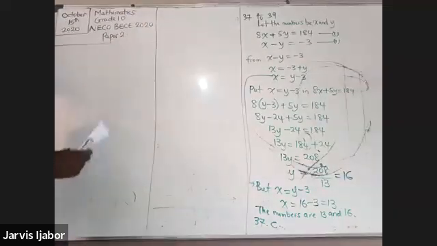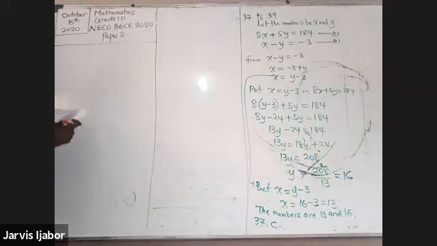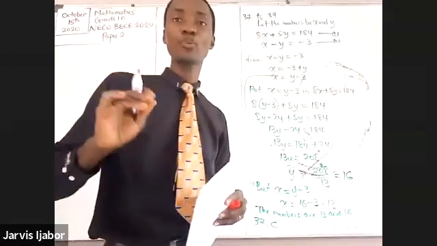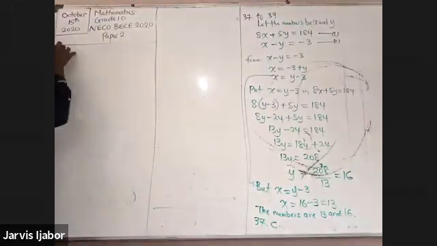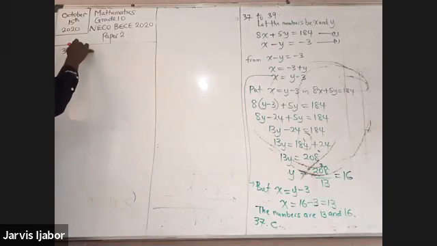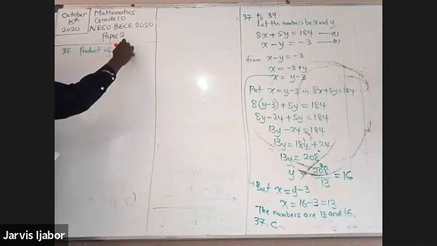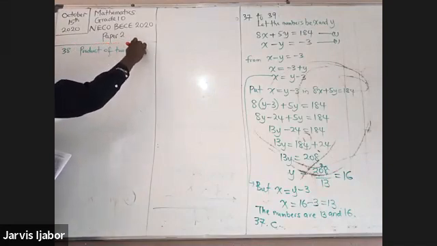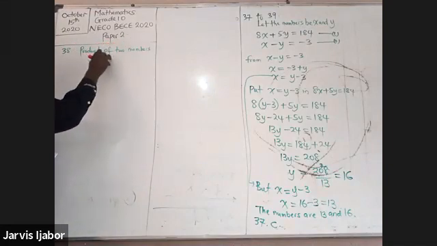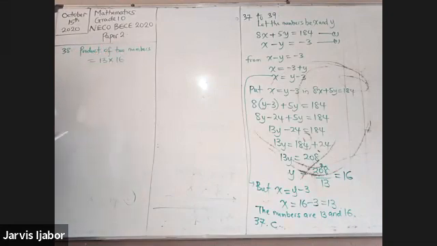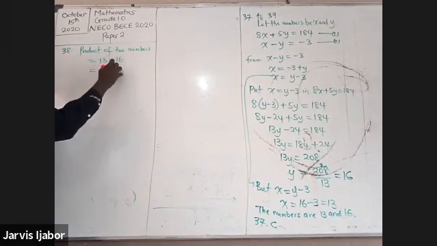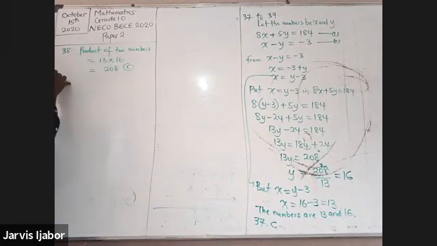Okay, so we have gotten question 37. Now it says find the product of the two numbers. Question 38 says find the product of the two numbers. So that will be 13 times 16, and that obviously will give you 208. And that answer is C.